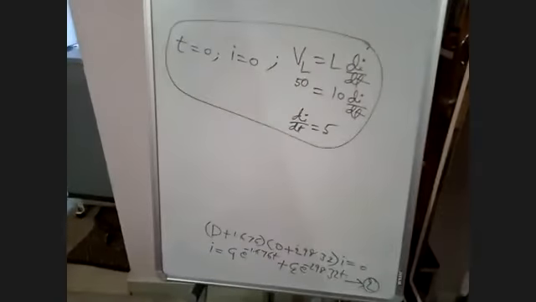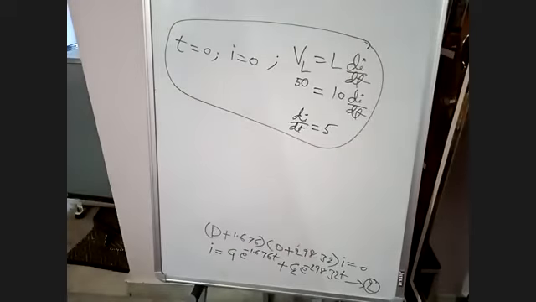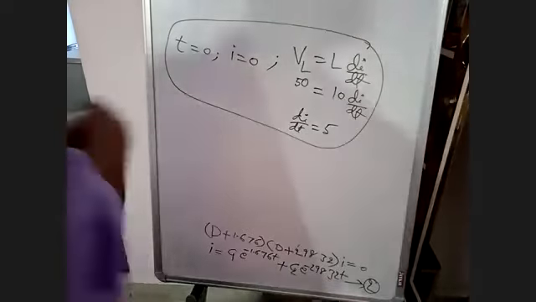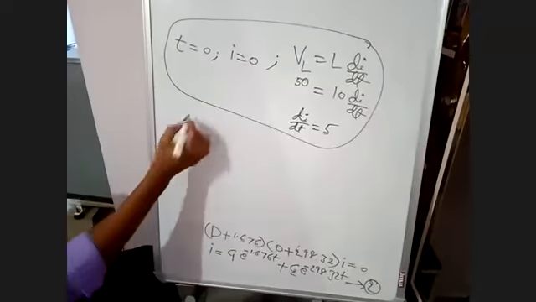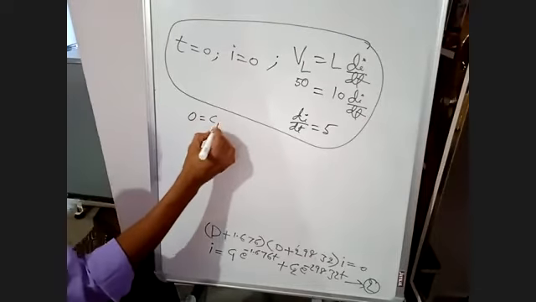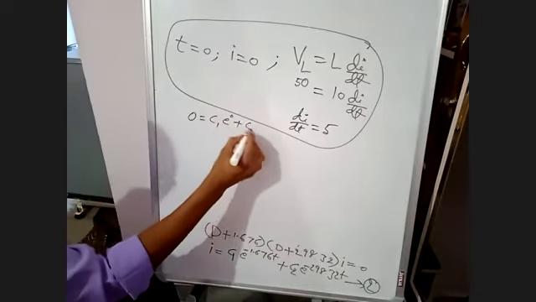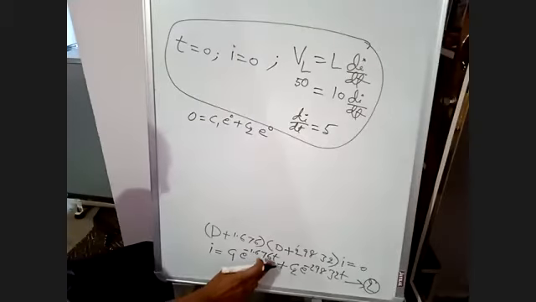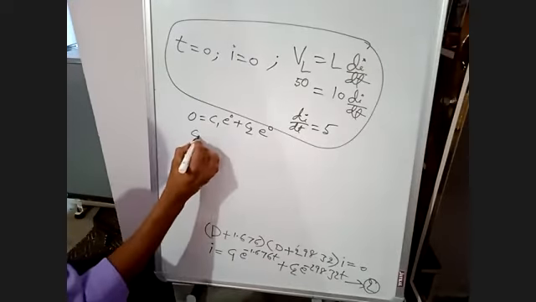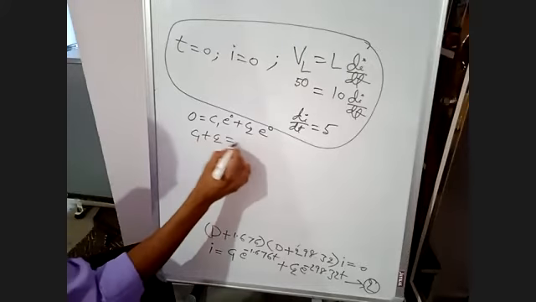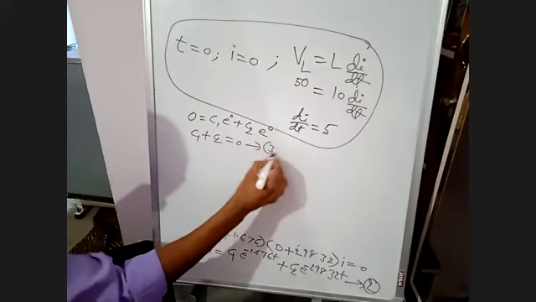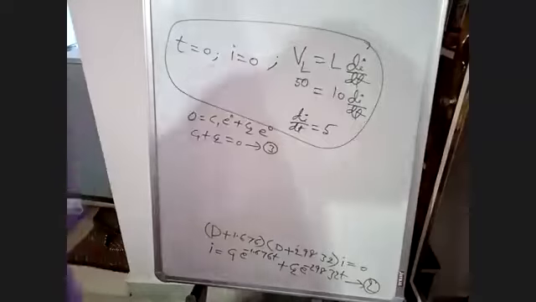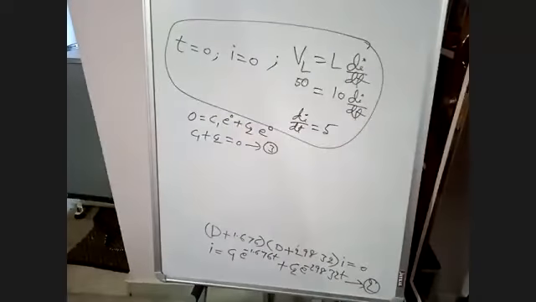Now substitute i equal to 0 at t equal to 0 in equation 2. In this equation, substitute i equal to 0: c1 into e power 0 plus c2 into e power 0. In place of t, 0 is substituted. Therefore, c1 plus c2 is equal to 0. Let it be equation 3.